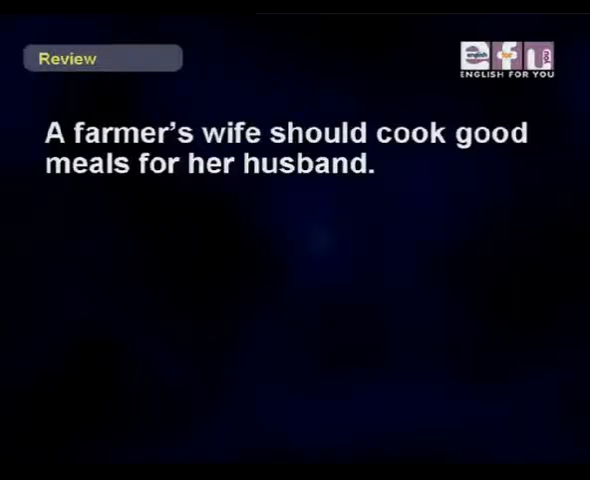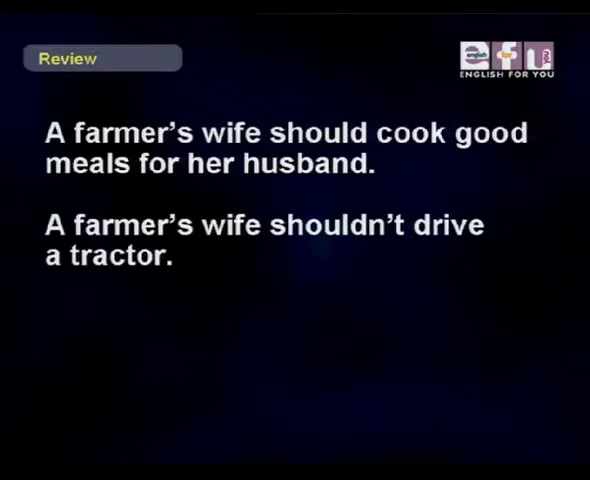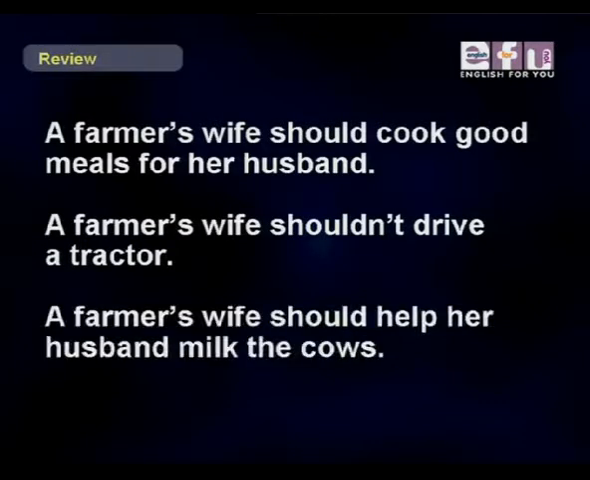A farmer's wife should cook good meals for her husband. A farmer's wife shouldn't drive a tractor. And a farmer's wife should help her husband milk the cows. Great. A farmer's wife should cook good meals for her husband. A farmer's wife shouldn't drive a tractor. A farmer's wife should help her husband milk the cows.